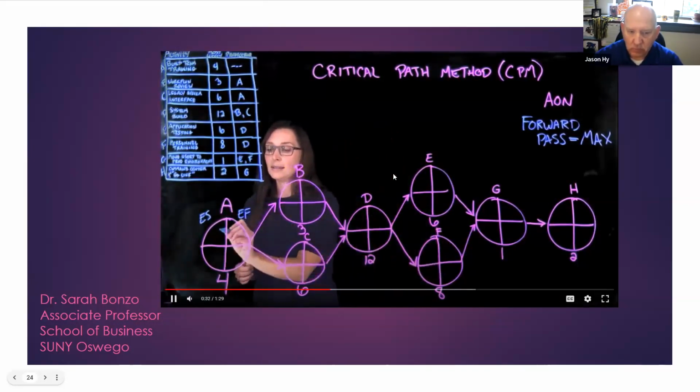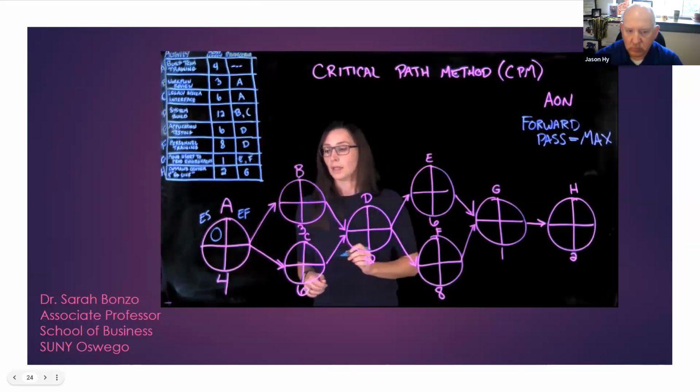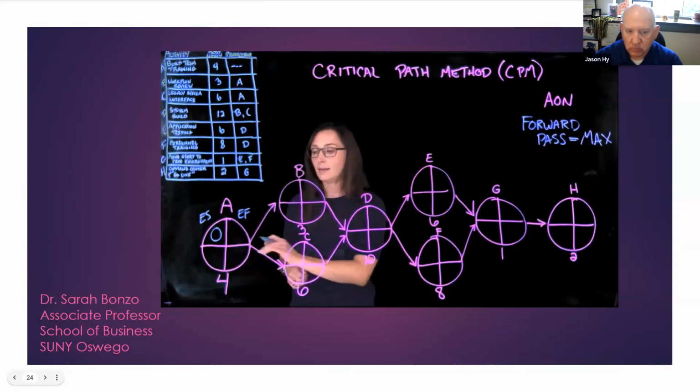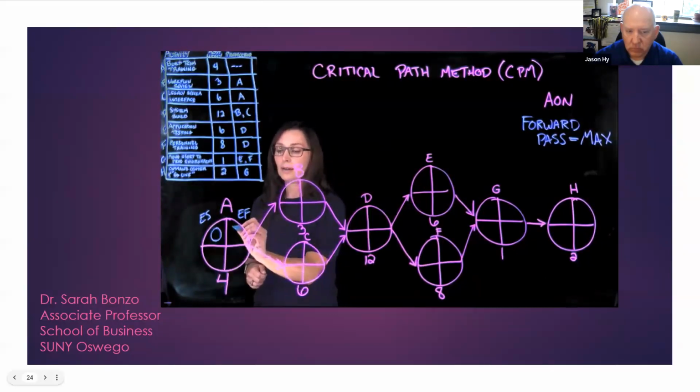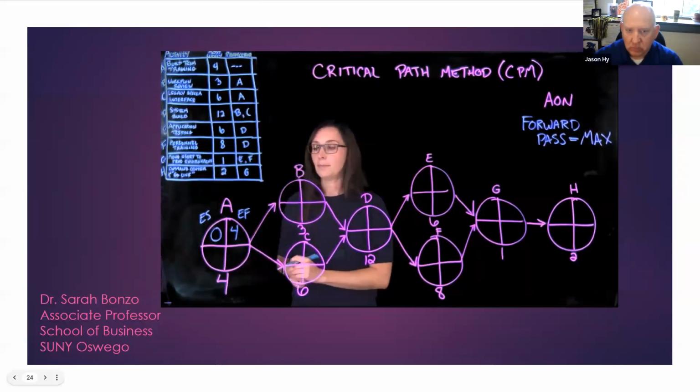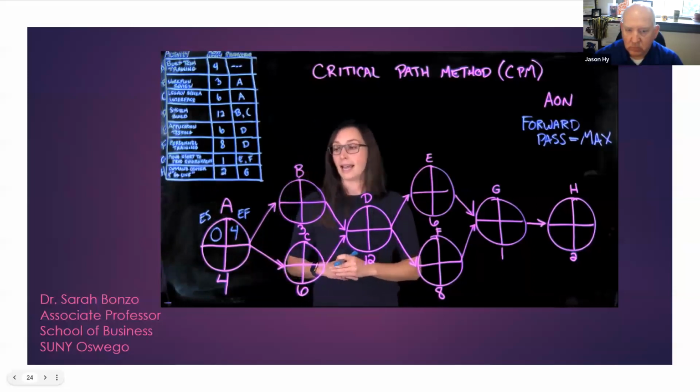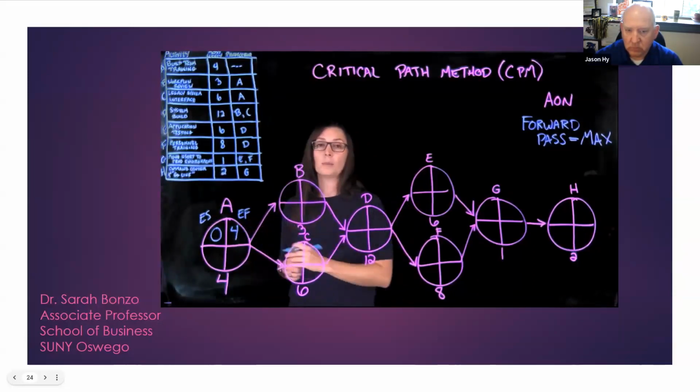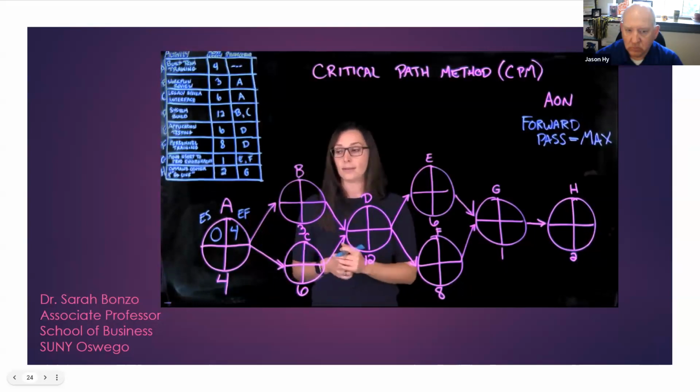So here, activity A is going to start at time 0, and we know it's going to take about 4 months to complete. So we just do 0 plus 4, and we put a 4 in here. The earliest time we can start activity A is at time 0. The earliest possible time we can finish it is going to be at 4 months.